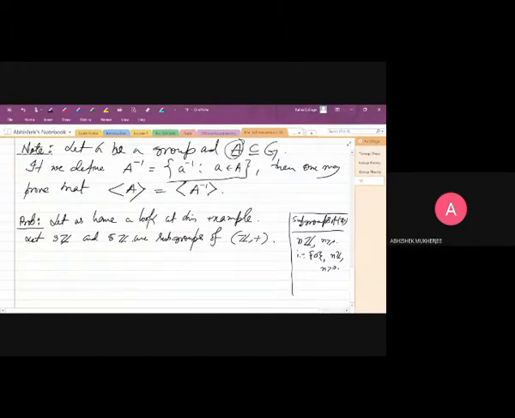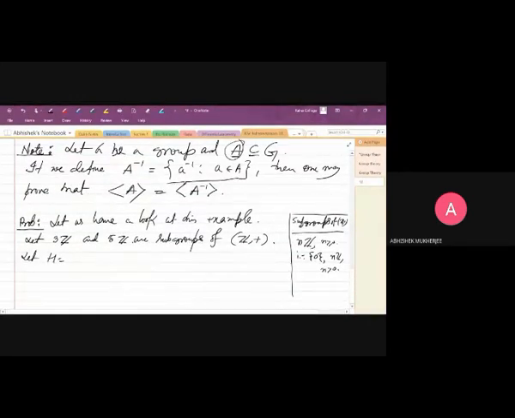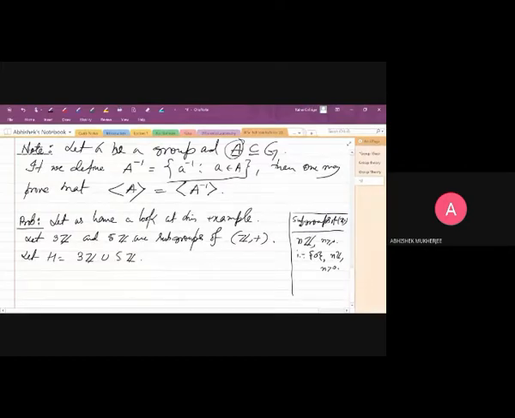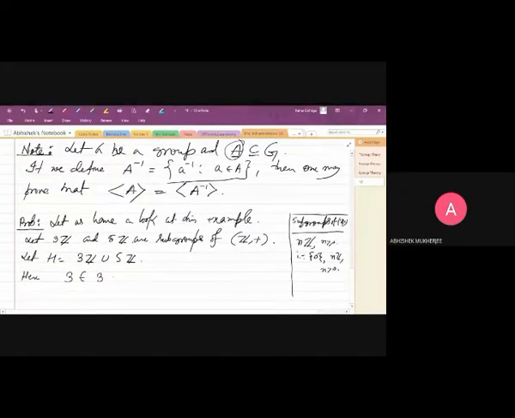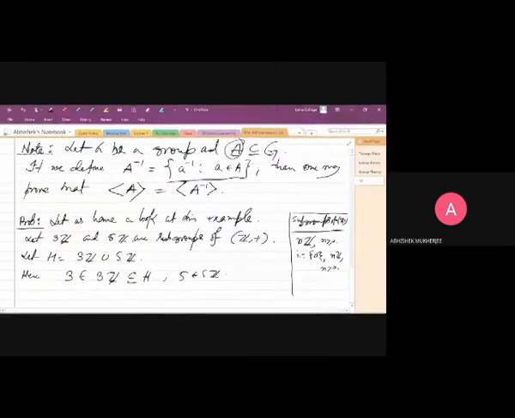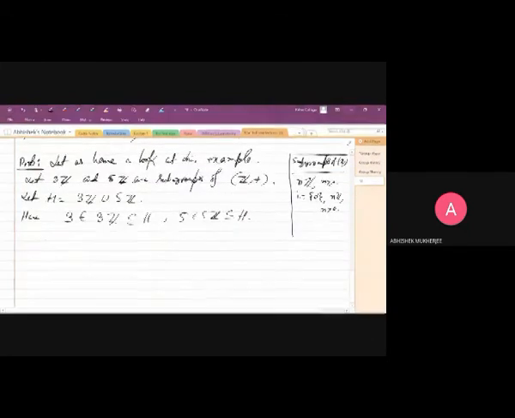Now what about their union? Let H be the union of 3Z and 5Z. Now the question is, does it form a subgroup in Z plus? Again, the answer is no, because here you see that 3 is in 3Z, and being in 3Z it must be in H. Similarly 5, being in 5Z, must be in H. But if you consider their sum, because whenever we are talking about subgroups, the operation must be closed, right? So will that operation plus be closed in H? The answer is no, because the sum of 3 and 5 is 8.